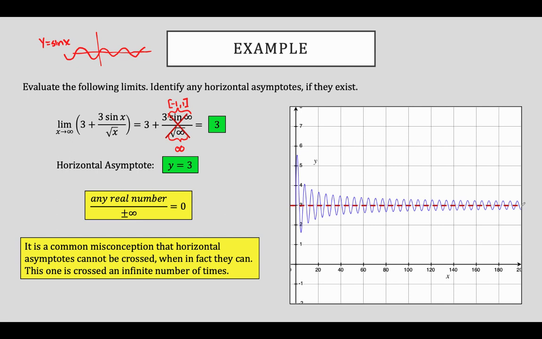All right, so there are a few instances where our direct substitution is enough to evaluate limits at infinity. Coming up next, we'll talk about some other techniques for evaluating limits at infinity.